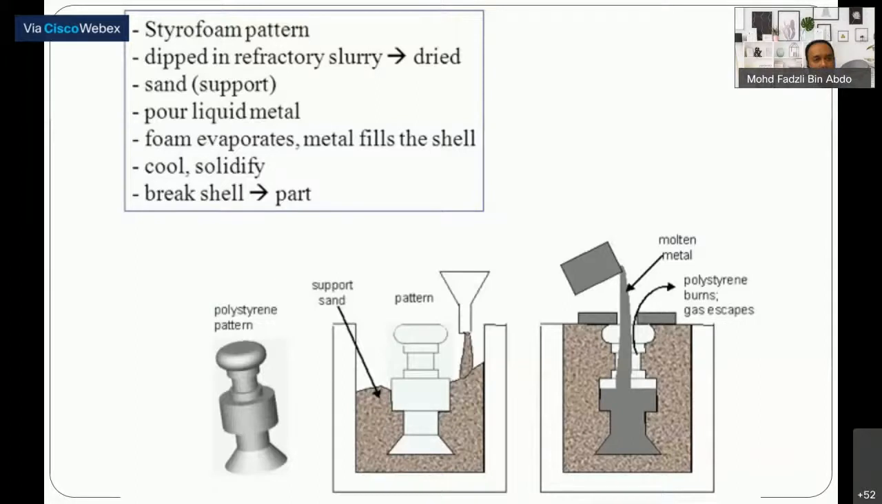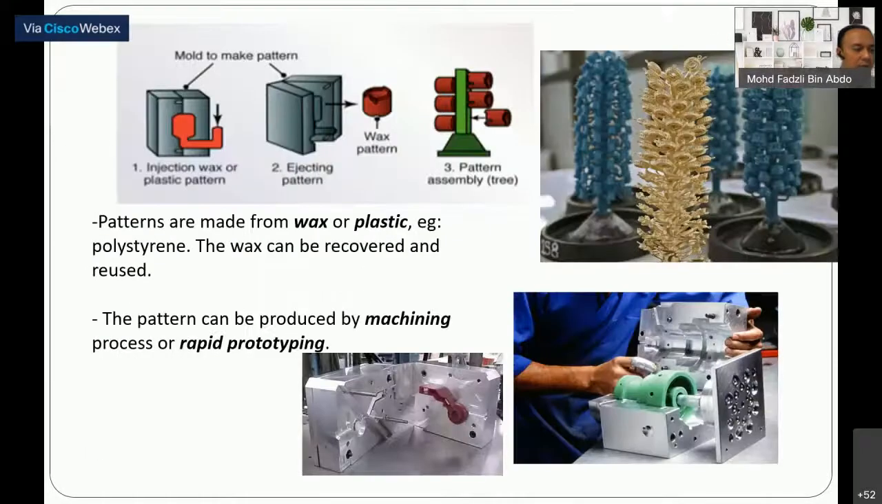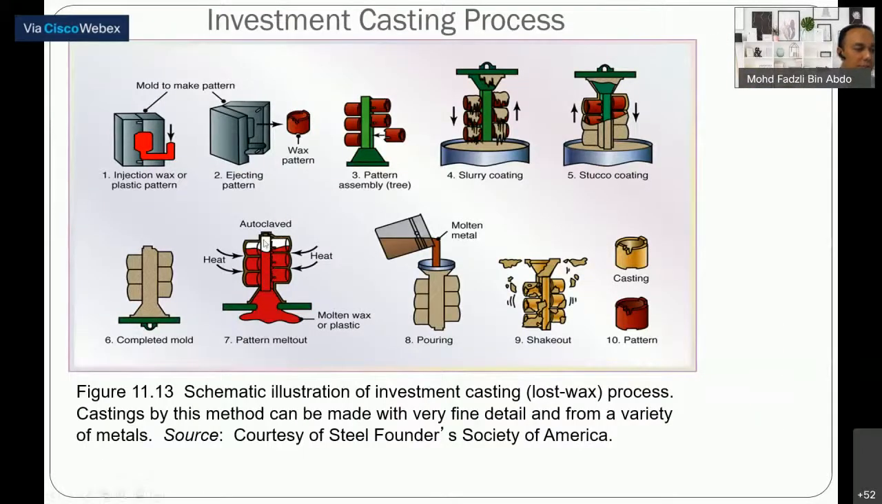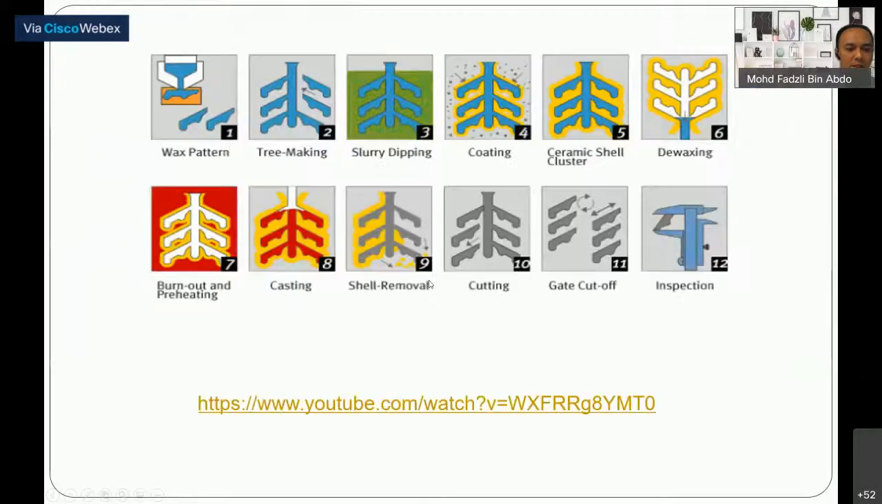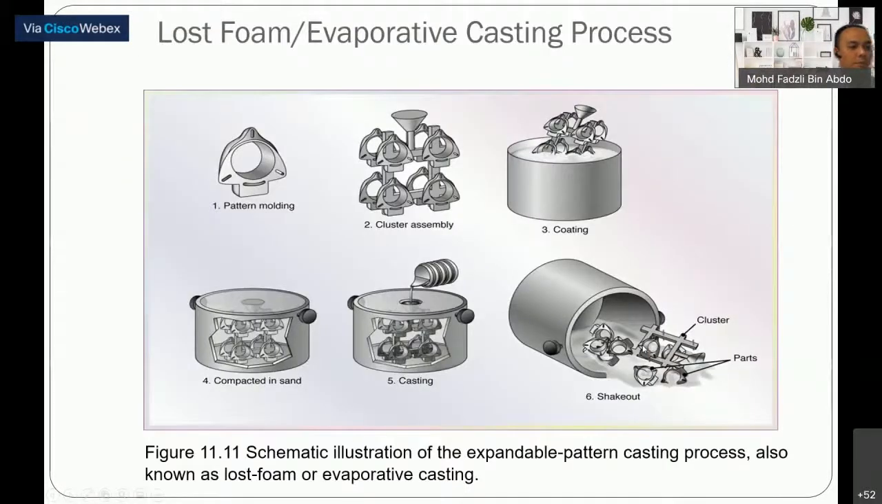Okay. This is apa orang kata lost foam. Lost foam ni macam sand casting juga. Okay. Dia tak sama dengan investment casting tadi. Investment casting tadi dia macam ni. Kita buangkan siap-siap, maksudnya dah ada dia punya cavity baru kita tuang. Tapi yang ni tanpa cavity. Untuk lost foam ni dia tak ada cavity pun. Kita terus tuang. Okay. This is the process lah.